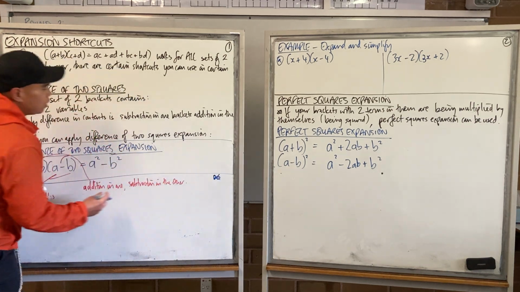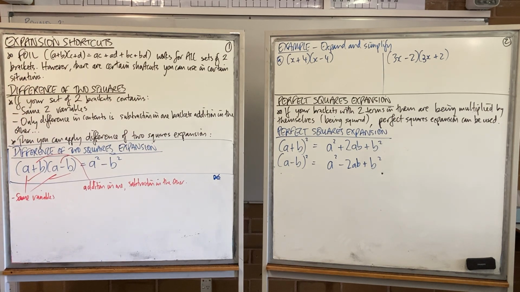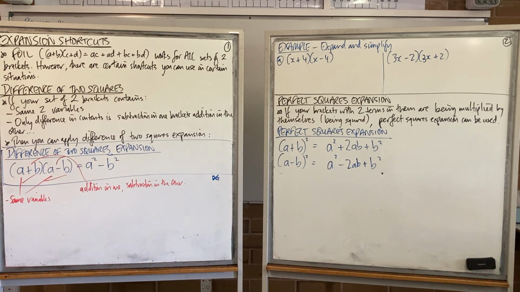So just this blue rectangle here. If you see 2 sets of brackets that you're multiplying, they contain the same 2 numbers. The only difference is one is plus, one is minus. You can apply difference of 2 squares expansion to expand and simplify quicker than using FOIL. Give you a couple of minutes to get that shortcut down. So remember, these are shortcuts for FOIL if you see certain situations pop up.